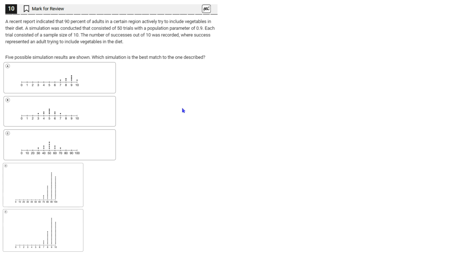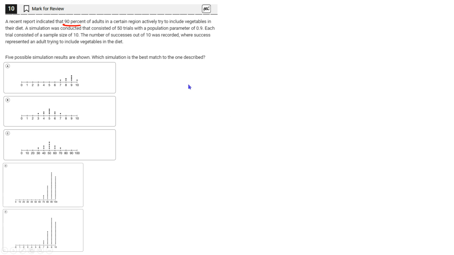A recent report indicated 90% of adults in a certain region actively try to include vegetables in their diet. A simulation was conducted that consisted of 50 trials with a population parameter of 0.9. Each trial consisted of sample size 10. 90%, so we're talking about proportions. 50 trials, number of successes out of 10 recorded, where success represents an adult trying to include vegetables in their diet. 5 published simulations are shown. Which one is best to match?